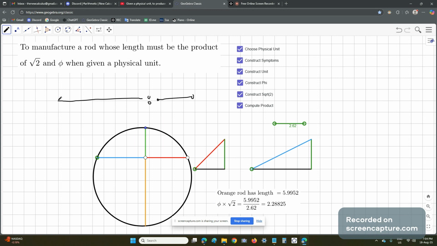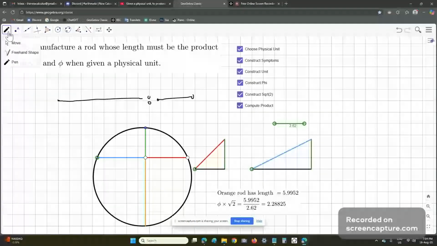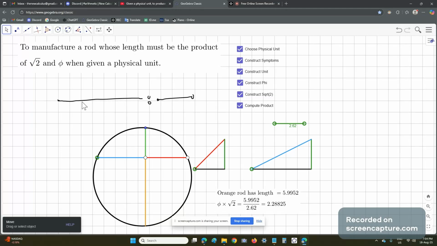100% precise multiplication of the ratio that results in the failed measure square root 2 and 5, in geometry, not in algebra. That's all I'm doing. I hope you get it.